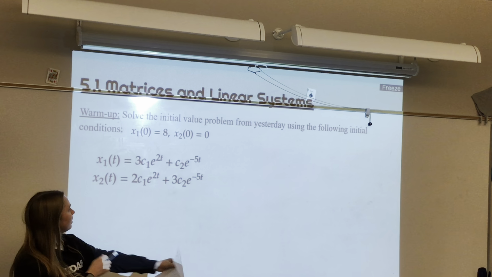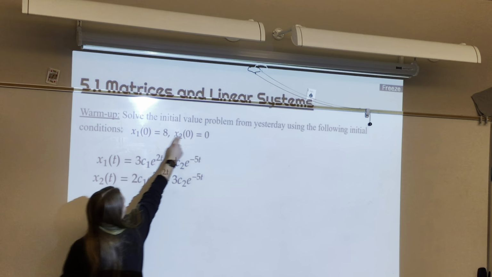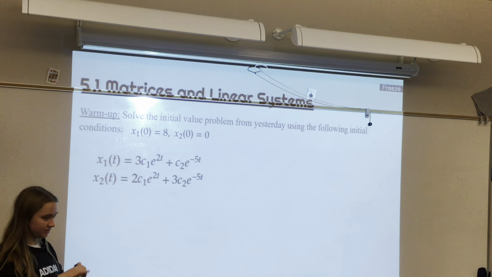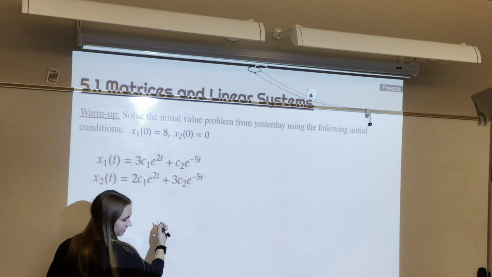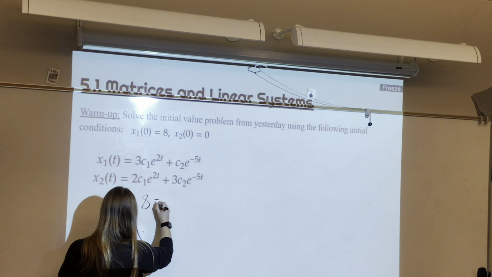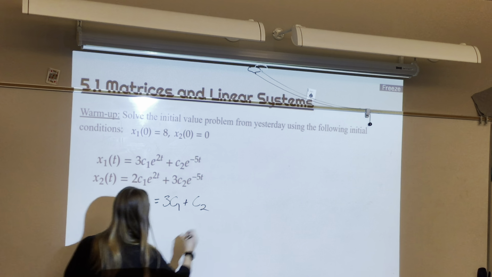Like, what did we end up with? What was the form with just the plugged in values? Yeah, so what was it, Callum? So 8 equals. Okay.